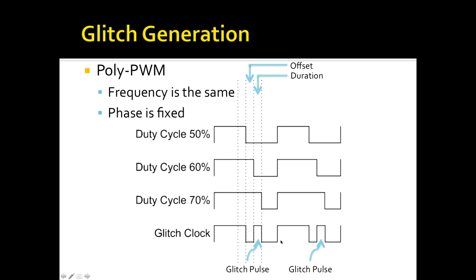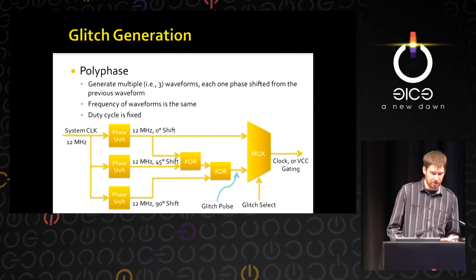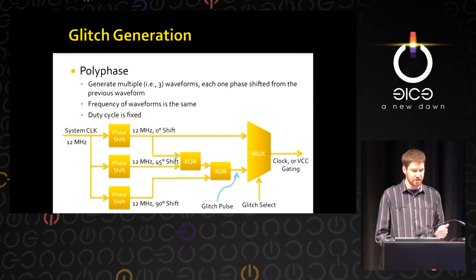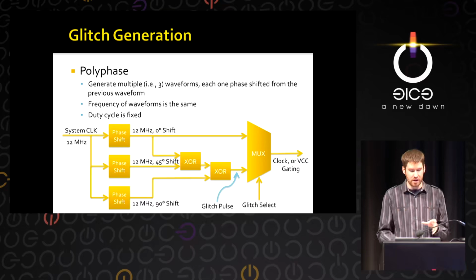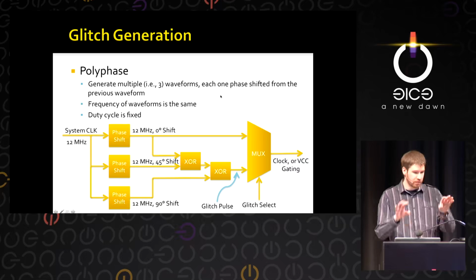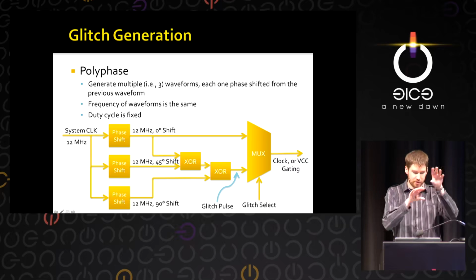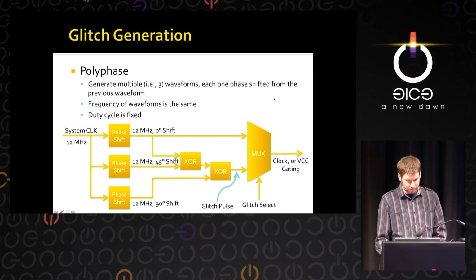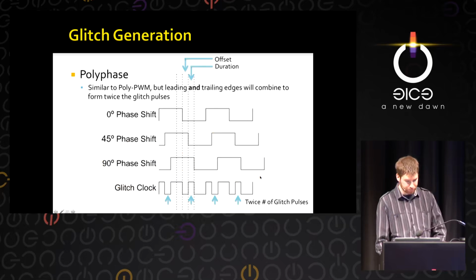And so basically, you get one pulse of it, whereas the fourth method that I can think of was polyphase, so multi-phase. This is where you generate multiple waveforms, but each one is phase shifted from the previous waveform by so many degrees. So the frequency is the same, 12 megahertz, 12, 12, 12, so it's all 12. But now you're shifting the actual relation of the second and third waves to the first wave. And again, selecting when you want normal clock versus glitch clock.